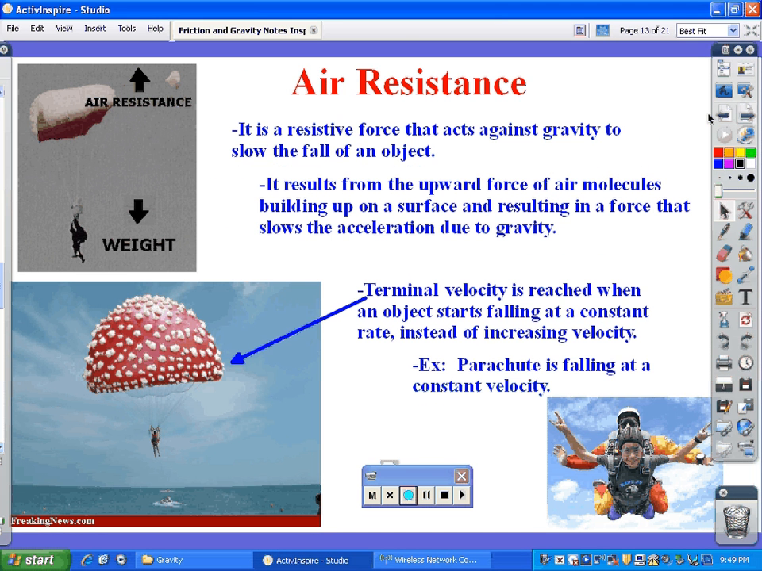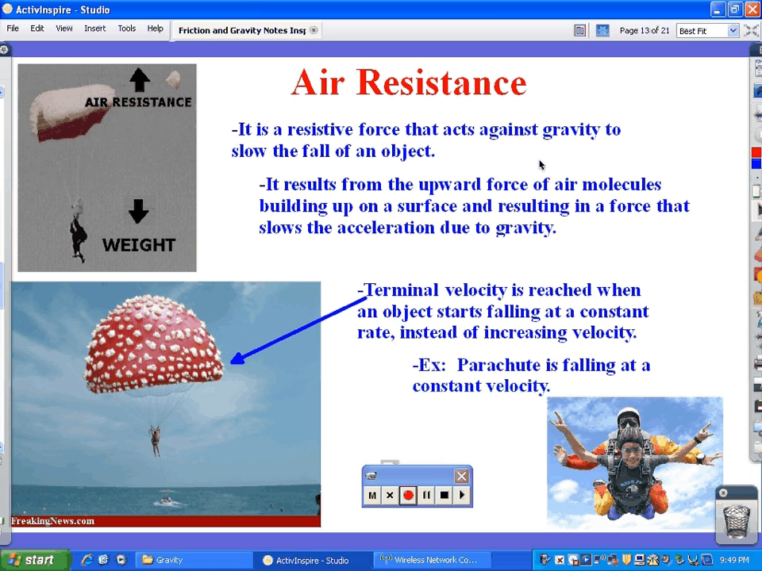Speaking of, it is an oppositional force. It is friction, thereby, because it opposes gravity, which is a force. And air resistance is an upward force caused by the pressure of air molecules building up on something. When an object reaches terminal velocity, though, acceleration due to gravity stops. It does not accelerate anymore. What happens is it starts falling at a constant rate or a constant speed. That does not mean that it stopped. It simply means it's not accelerating anymore.